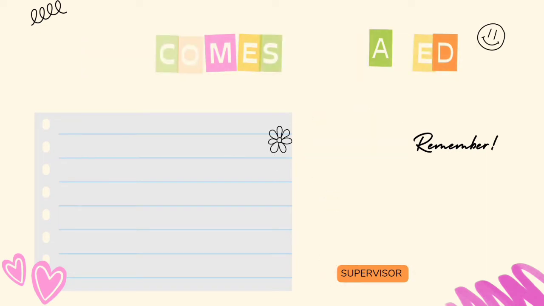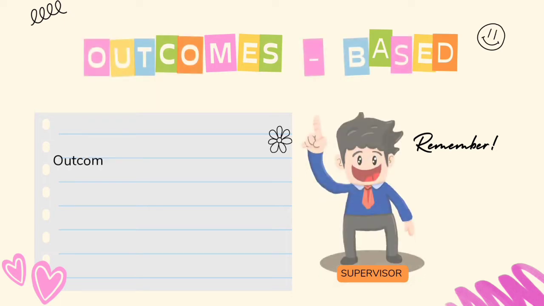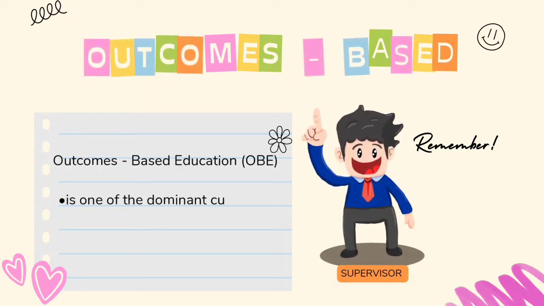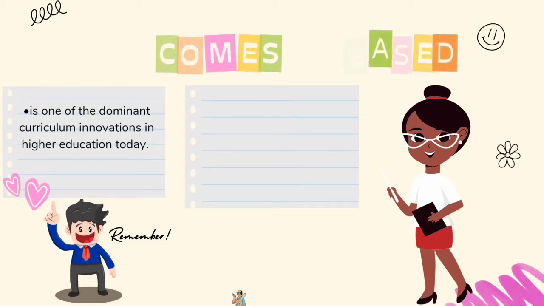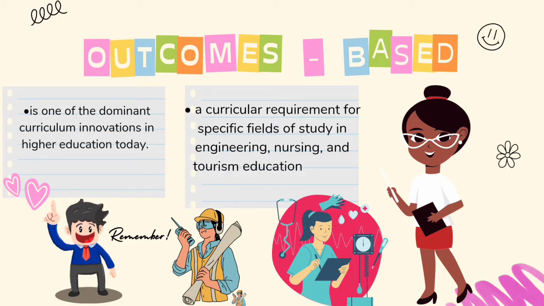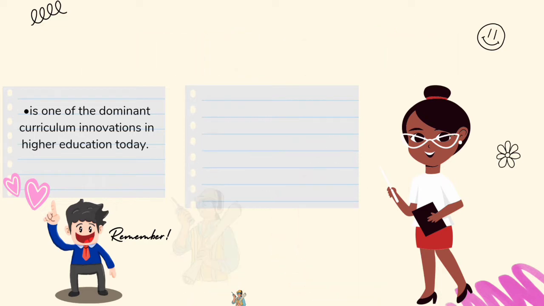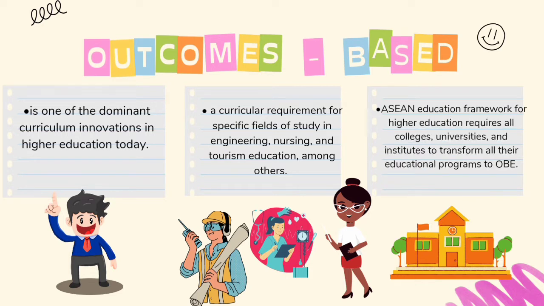Next, let's discuss outcomes-based education. What do you think outcomes-based education is? It is one of the dominant curriculum innovations in higher education today. It came out as a curricular requirement for specific fields of study in engineering, nursing, and tourism education, among others. Asian Education Framework for Higher Education requires all colleges, universities, and institutes to transform all their educational programs to outcome-based education or OBE.